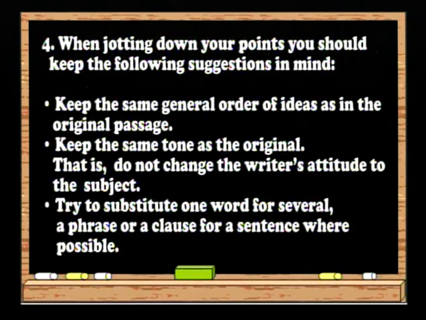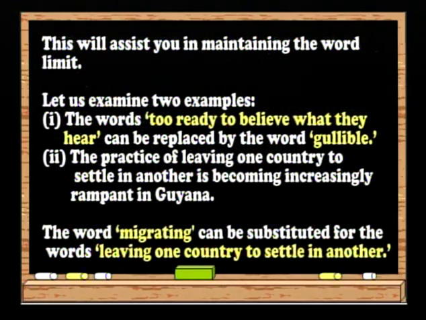Keep the same general order of ideas as in the original passage. Keep the same tone as the original. That is, do not change the writer's attitude to the subject. Try to substitute one word for several, a phrase or a clause for a sentence where possible. This will assist you in maintaining the word limit.